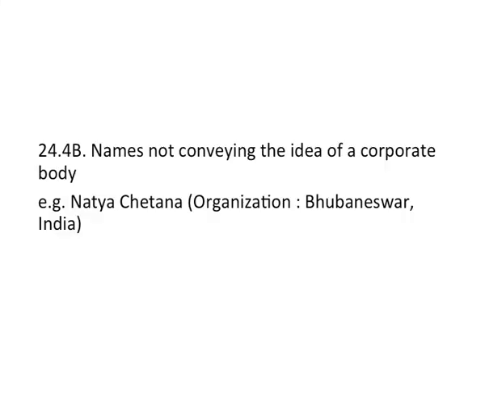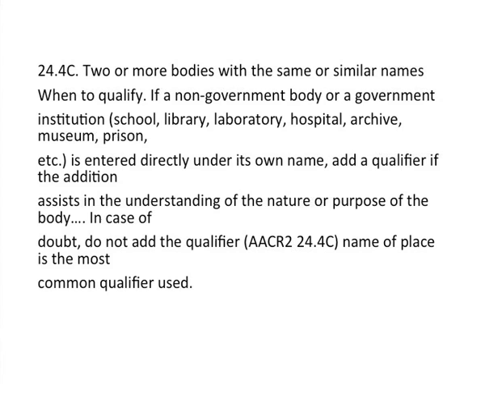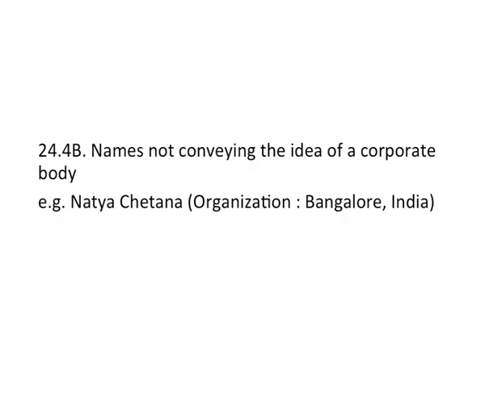24.4A. I will give you an example of the name authority of Natya Chetana, a theatre organization based in Bhubaneswar. From the name Natya Chetana, it does not give the idea whether it is a corporate body. So, we are qualifying Natya Chetana with organization, and then we are adding a qualifying place where Natya Chetana is located. This rule 24.4C also says that two or more bodies with the same or similar names can be qualified differently. If Natya Chetana is situated in Bangalore and it is a dance organization, then my name authority main entry will be Natya Chetana organization : Bangalore, India in brackets.